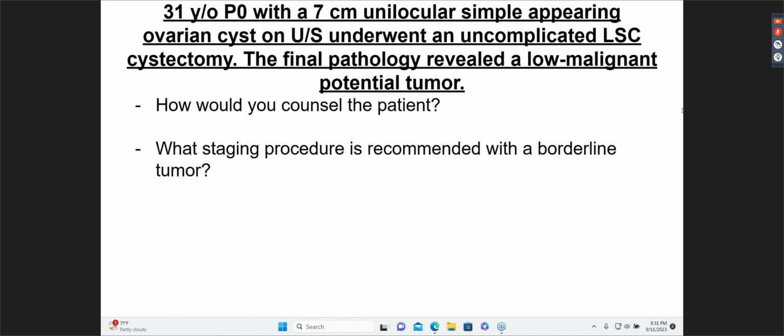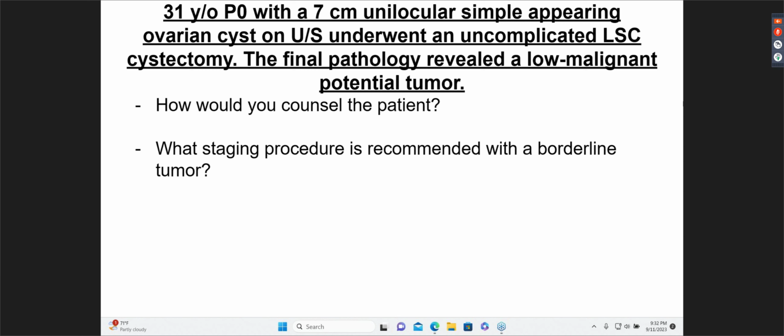So let's say the patient is interested in full staging. Is a lymphadenectomy recommended? Yes or no? Or is it beneficial? For this type of tumor, I would think that lymphadenectomy should not be essential. It would not be essential. Why would you think that? Again, because the final pathology reveals a low malignant tumor.